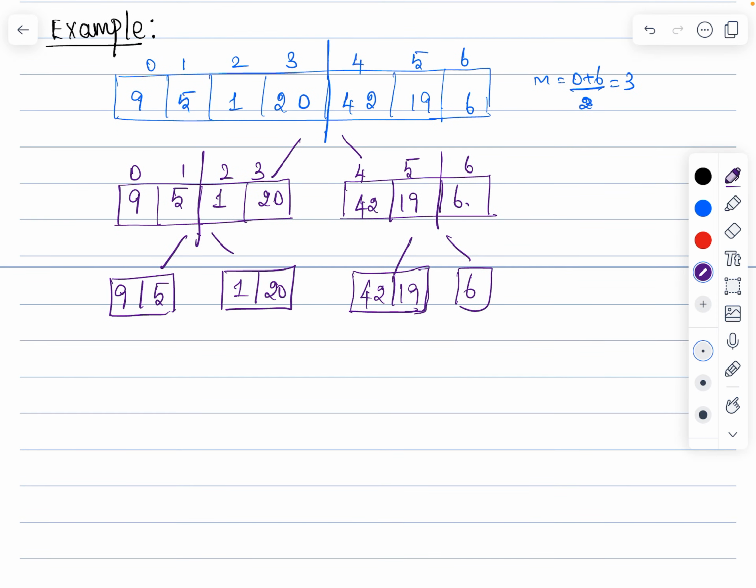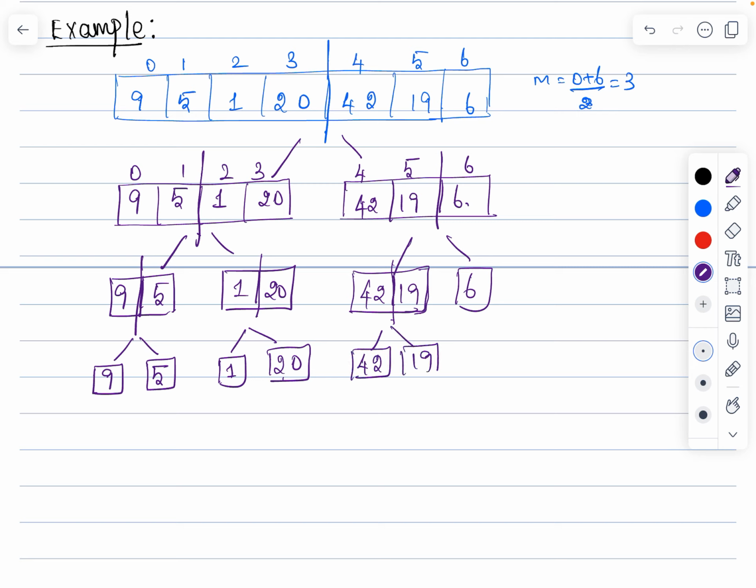Now if you check again, there are 2 elements, so you just divide it. If you divide it, there would be only 9 in the left sublist and 5 in the right sublist. Then here, 1 in the left sublist and 20 in the right sublist. Then in the left subarray there would be 42, and here 19. This one already has only 1 element, so retain the same. Now all the arrays contain only one element.